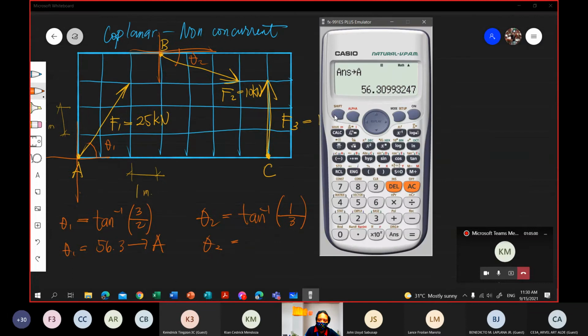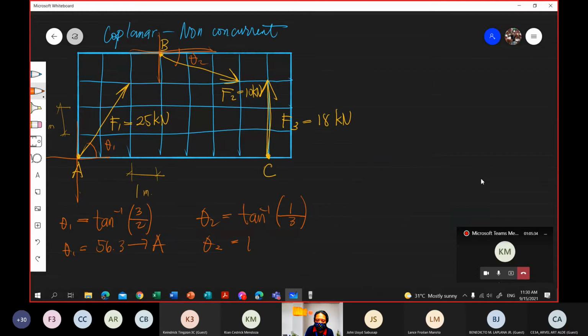What's the value of arctangent 1/3? That is 18.4349. I will store it because this is not yet the final answer. I won't round it off. I will store it at B so I don't overwrite the data stored at A. That is 18.43 degrees, stored at B.